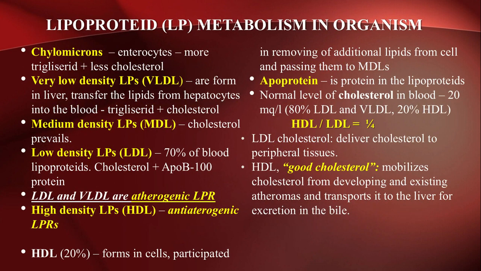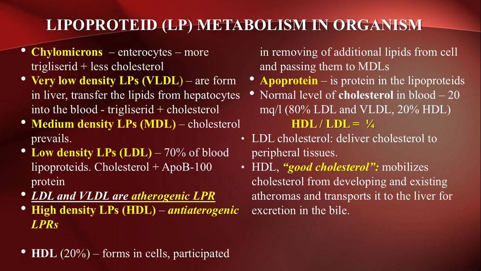Now let us repeat our knowledge about lipoprotein metabolism in the organism from the biochemistry course. Chylomicrons: in the enterocytes there are chylomicrons, which consist of more triglycerides and less cholesterol. Very low density lipoproteins, VLDL, are formed in the liver and transfer lipids from hepatocytes into the blood. They consist of triglyceride and cholesterol. In medium density lipoproteins, the cholesterol prevails.